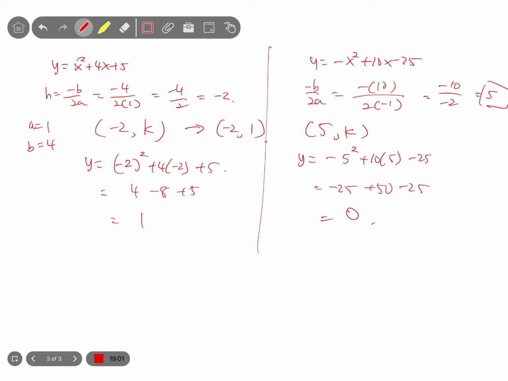Alrighty. So our final answer is our vertex is going to be 5 comma 0.